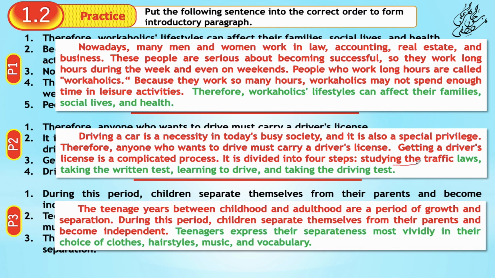Nice. The 10 years between childhood and adulthood are a period of growth and separation. During this period, children separate themselves from their parents and become independent. Teenagers express their separateness most vividly in their choice of clothes, hairstyles, music, and vocabulary.